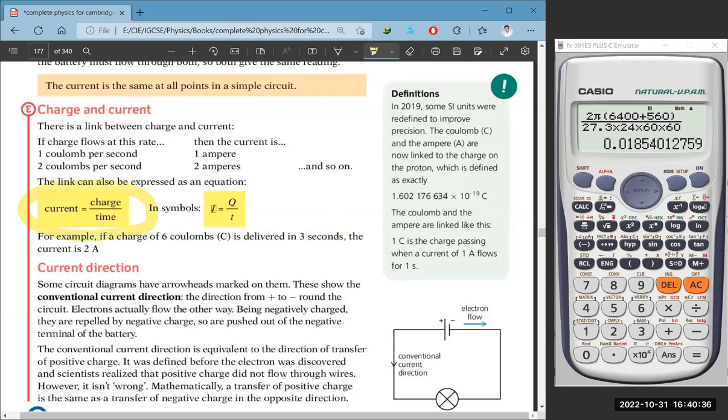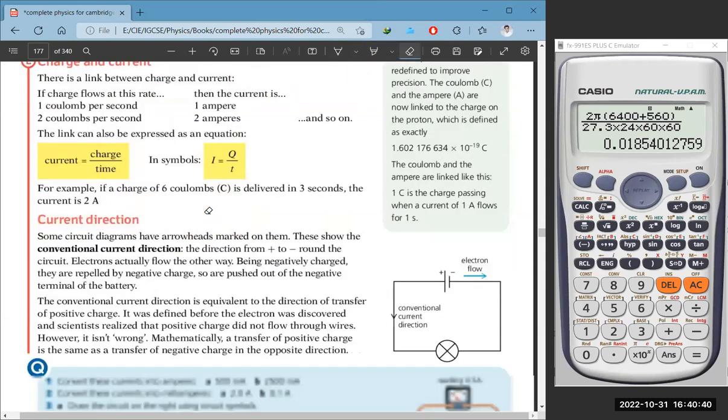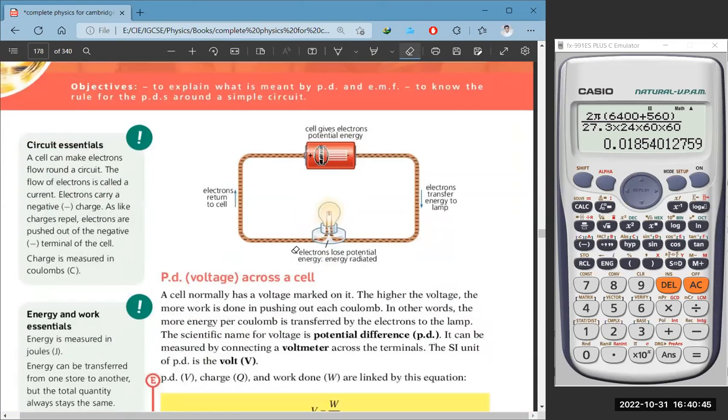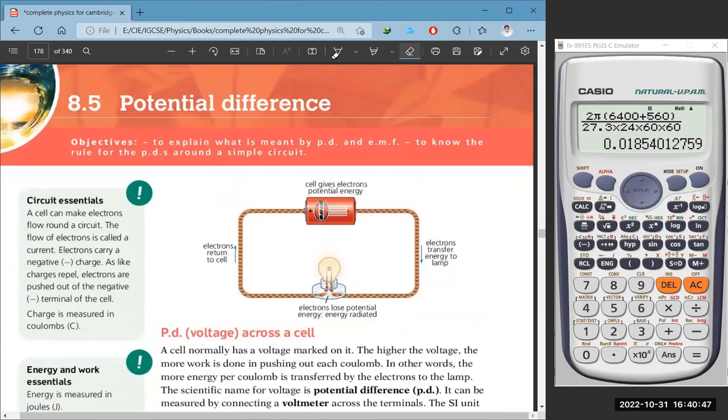Now we have done this. Current is charge divided by time. In symbols, I equals Q over T. That's perfect. Next thing is current direction. We know current is always positive to negative. That's done.